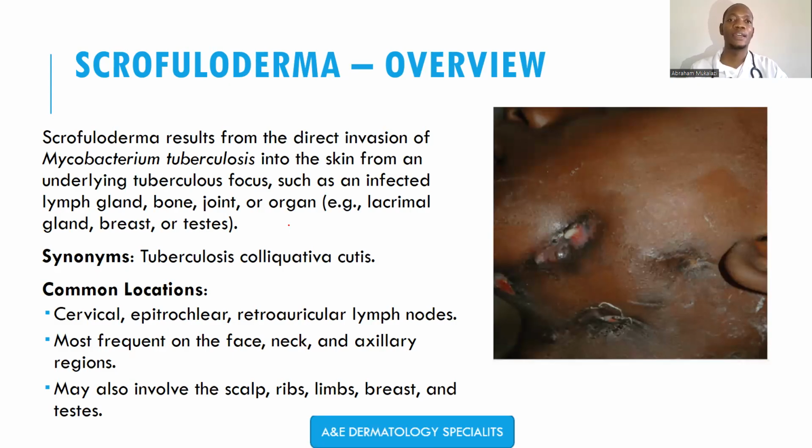So the second one is scrofuloderma. In scrofuloderma, you have a direct invasion of the skin by tuberculosis from an underlying tuberculosis focus. So someone has TB, maybe TB of the bone, TB in joints, TB in different organs, but now it just extends to affect the overlying skin. So this is also called tuberculosis cutis, commonly seen in the cervical areas, the epitrochlear areas, and the retroauricular lymph nodes, and sometimes commonly seen on the neck, face, and the axilla.